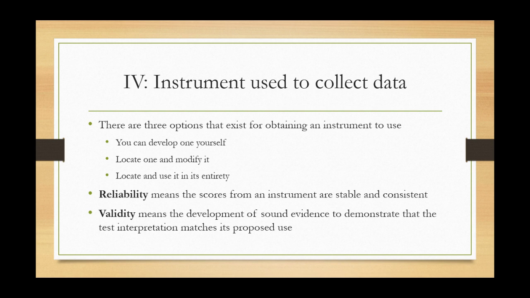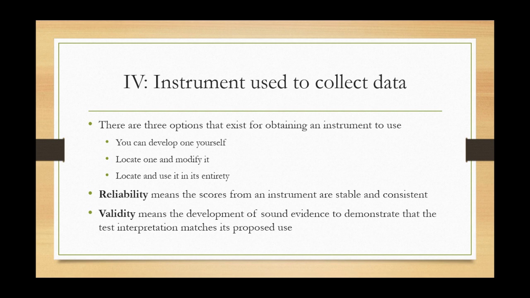So if you have located an instrument and you are using an instrument that is developed by another researcher, you want to select an instrument that reports individual scores that are reliable and valid. So validity and reliability are important concepts that you have to consider while you locate and modify, or locate and use instruments from other individuals in their territory.